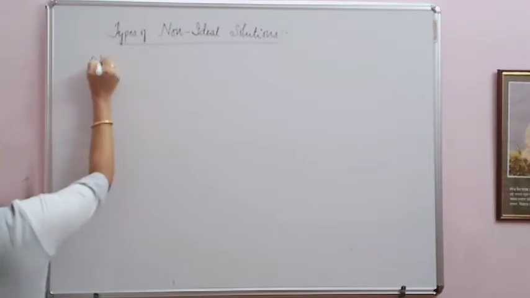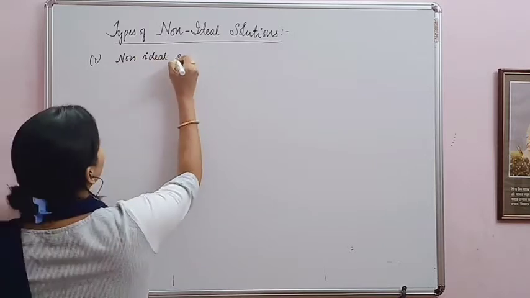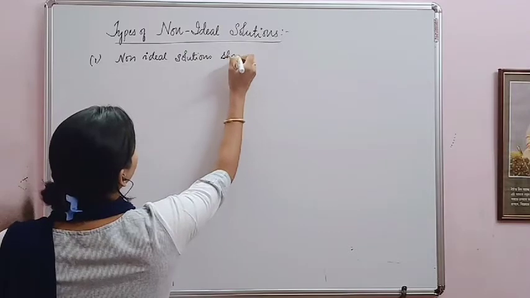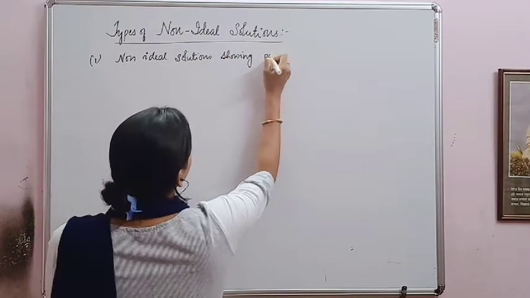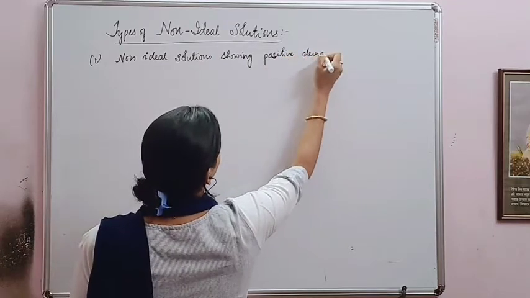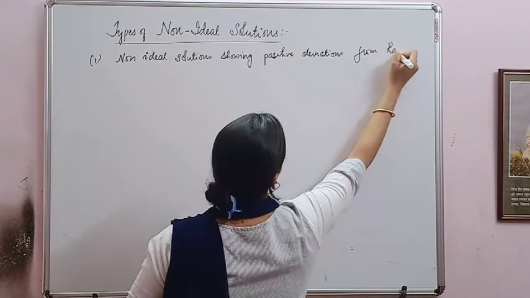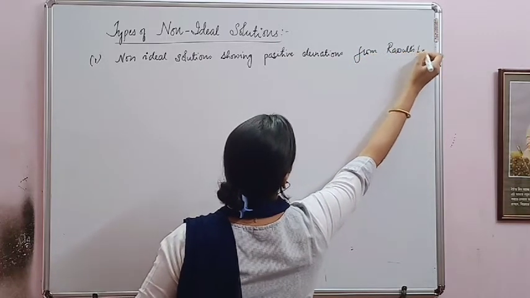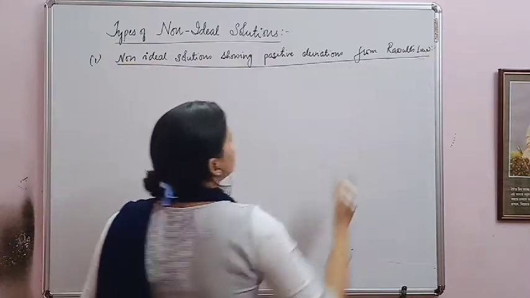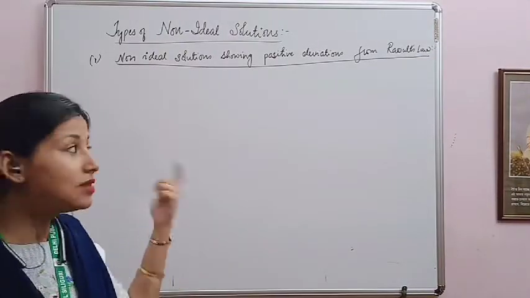Number one, non-ideal solutions showing positive deviations from Raoult's law. Let's understand what this kind of solution is.